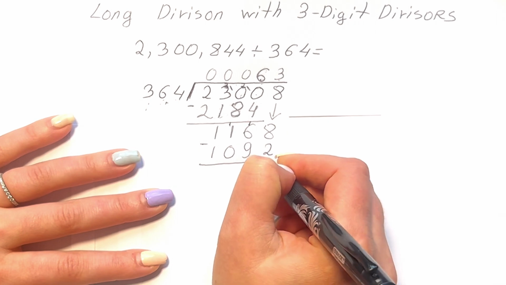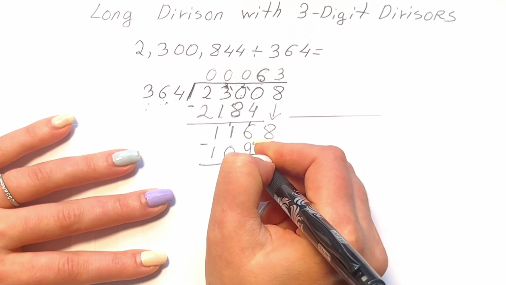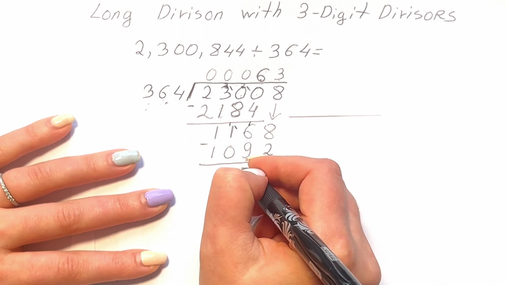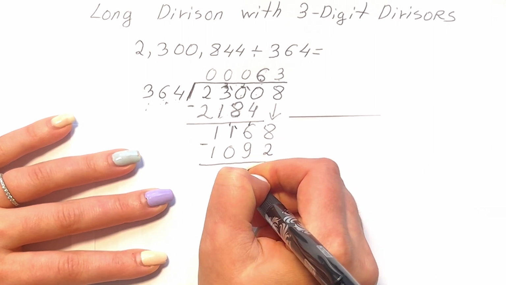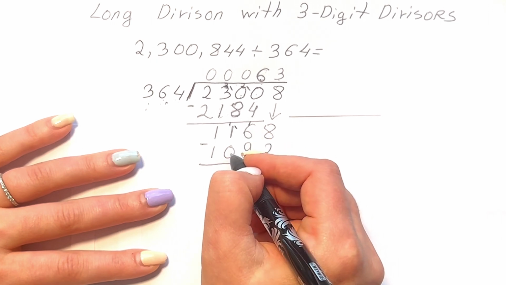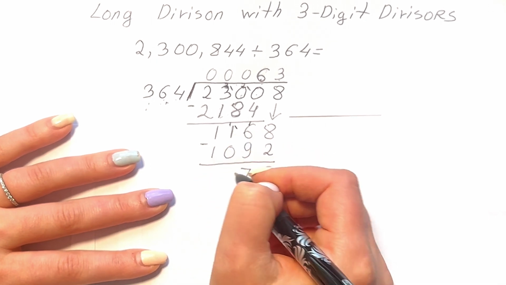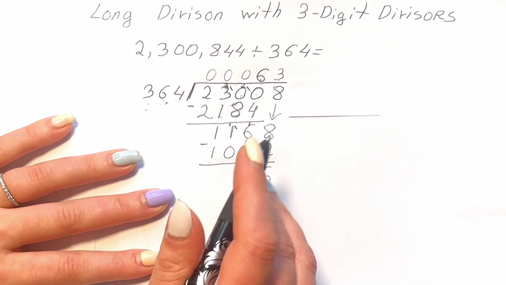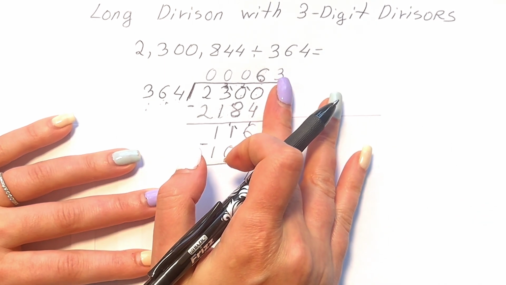8 minus 2 is 6. 6 minus 9, I can't do that. I'm gonna borrow. 16 minus 9 is 7. This is now 0 because there's a borrowing sign on the top. 0 minus 0 is 0. 1 minus 1 is 0. So the remainder will be 76. Let's go and get the next digit.